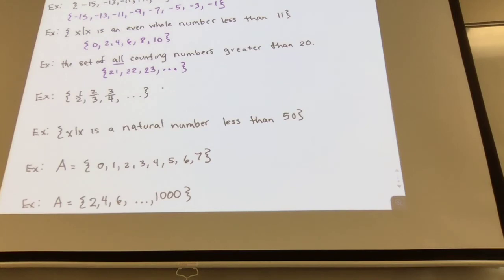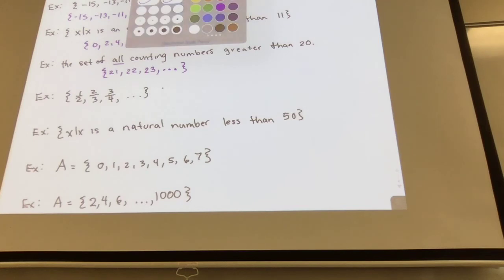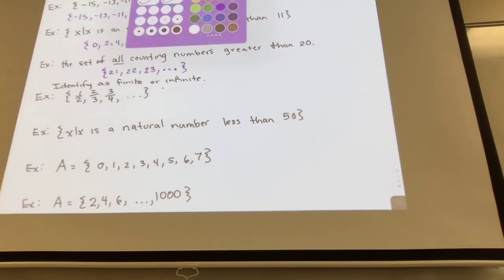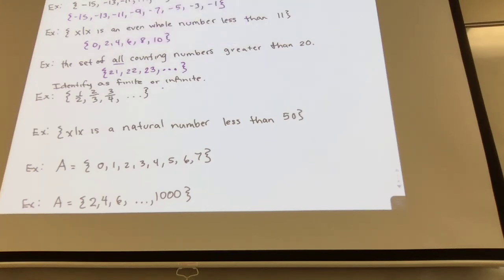So this next part, we want to identify as finite or infinite for the next one. What do you think? 1/2, 2/3, 3/4. The next one will be 4/5, 5/6. What about the dot, dot, dot? Keep going, so infinite. Good.